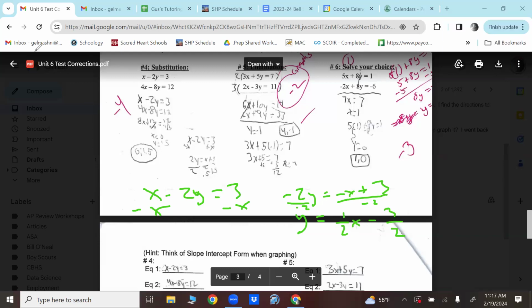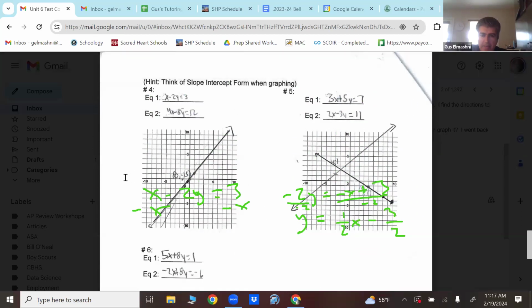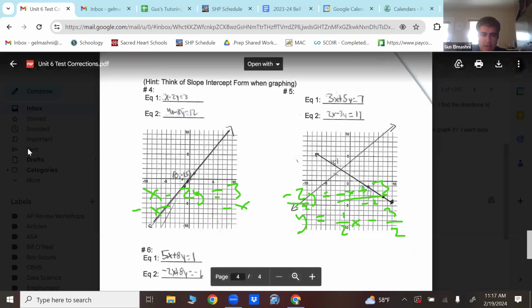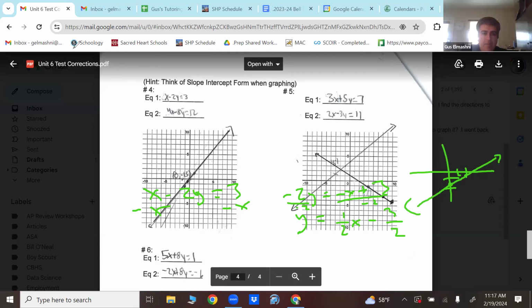And that's what you have to graph, which you don't quite have. It's going to be negative 3 halves and up 1 over 2. So your graph is off there, because the graph should look like this. Up 1 over 2. Yeah.